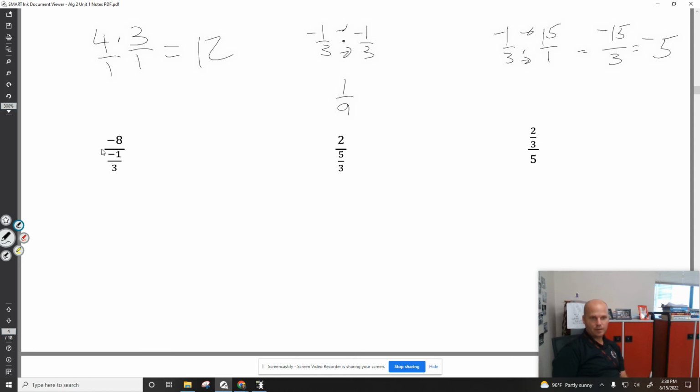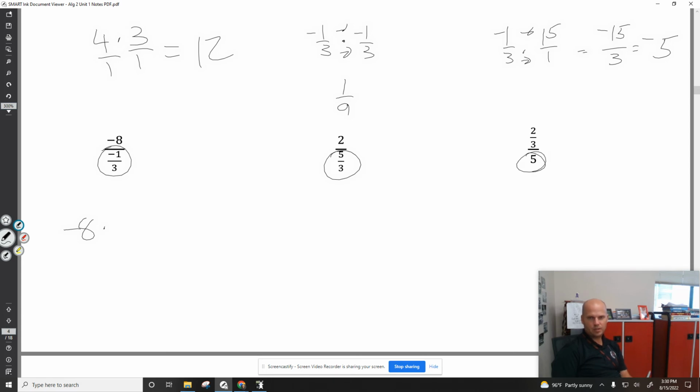Looking at it a different way without the division symbol, but like this. Sometimes people say keep, change, change. I don't like that. It's like we're dividing by something. It's the same as multiplying by this flipped. The reciprocal is that.